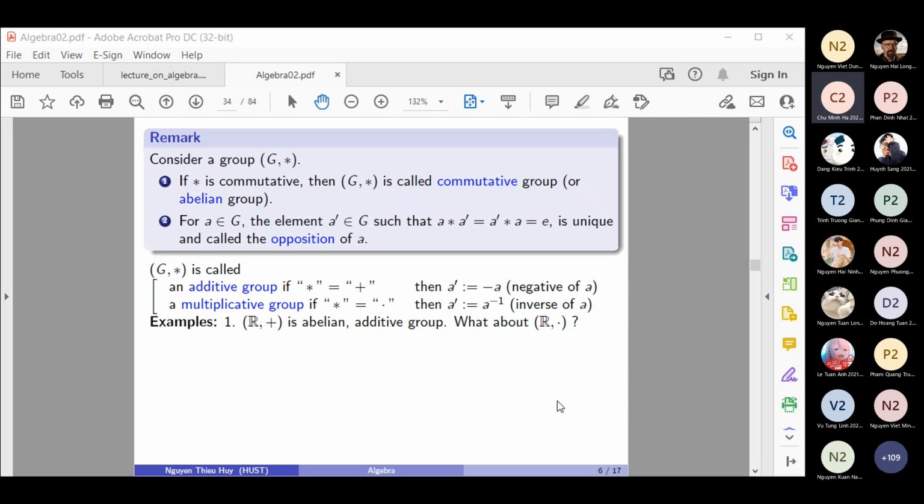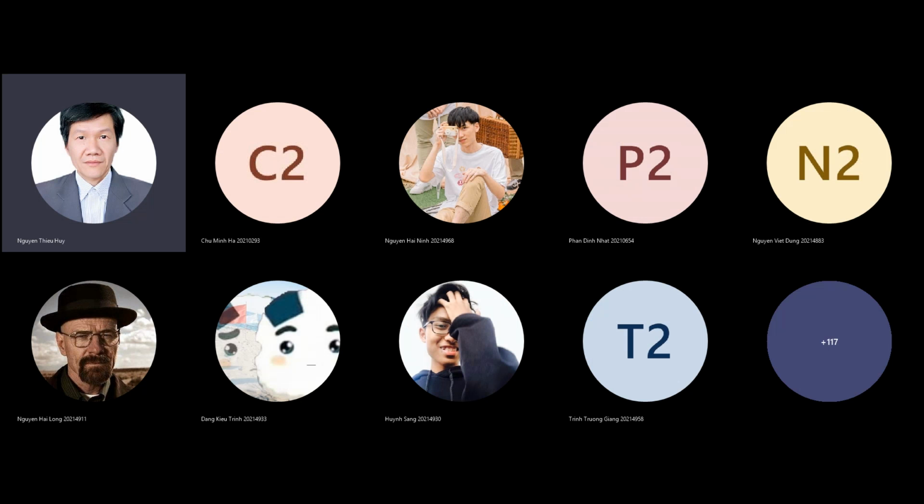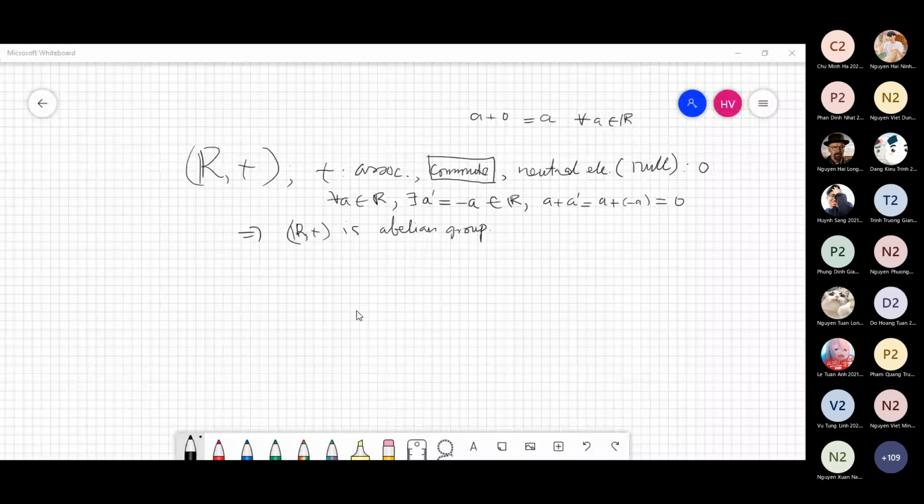Okay, we continue with this question. What about R and multiplication? I will explain shortly here. Okay, let me use this whiteboard.